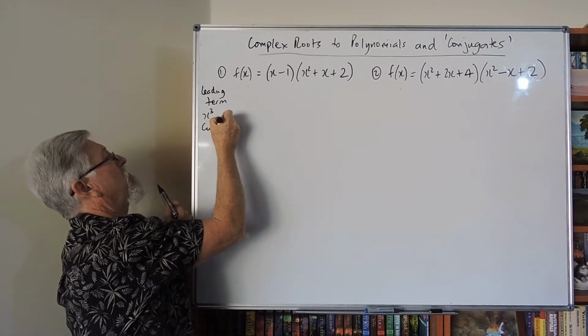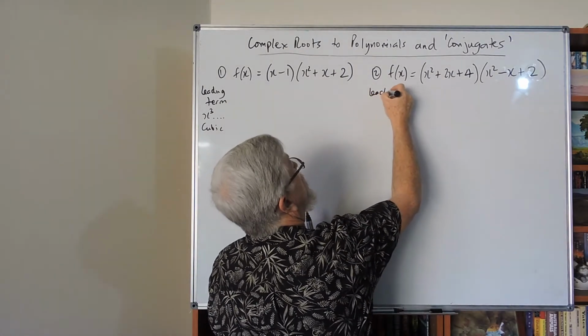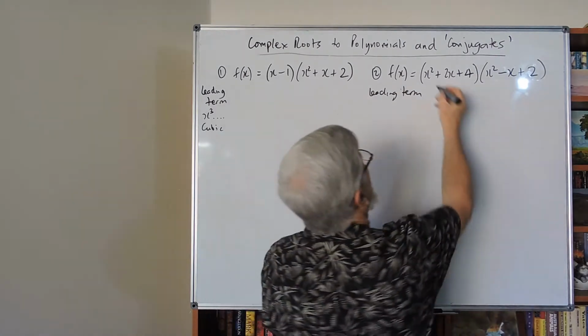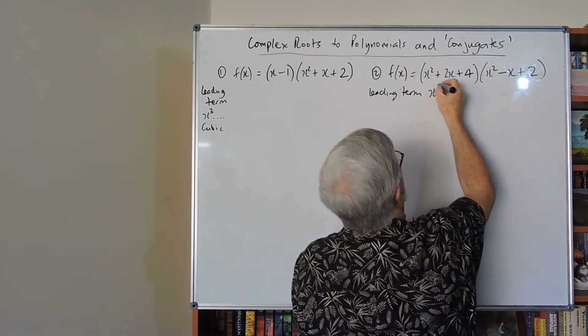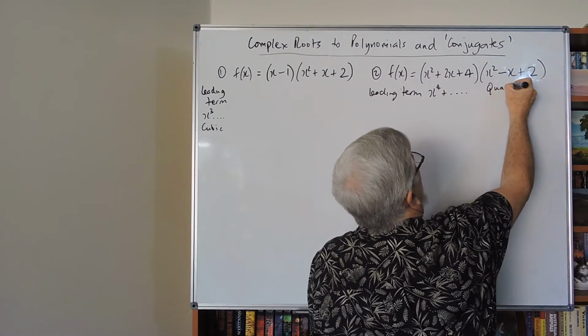Of course, it's got all the other terms. Go over to this one over here. It has a leading term. If we multiply all those terms out, a 1x squared by 1x squared, which is x to the 4, and all the other terms, so this one is a quartic.